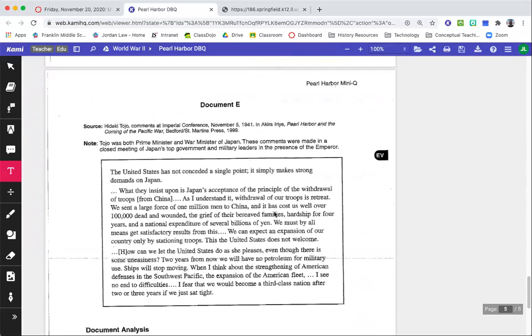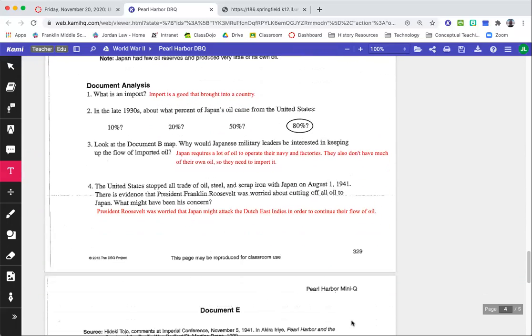Again, next week we will work on document E. That is not something that you have to do at this moment.